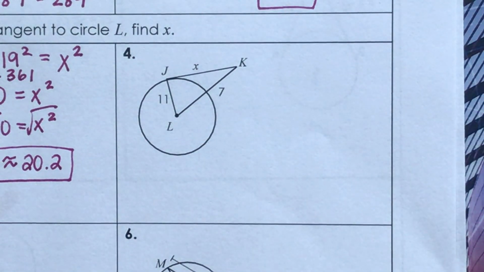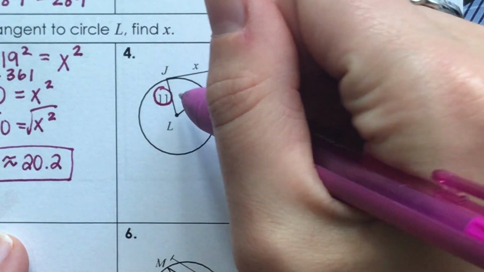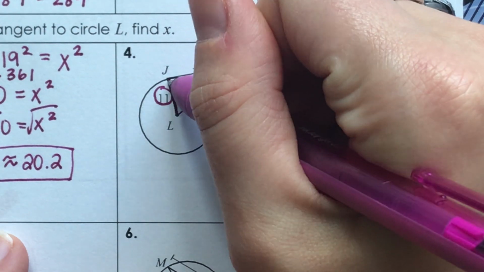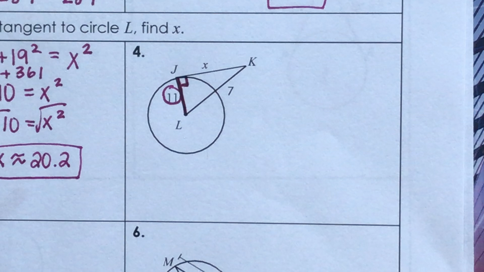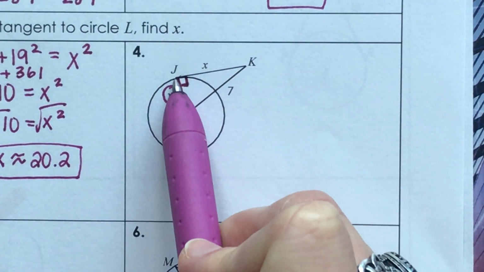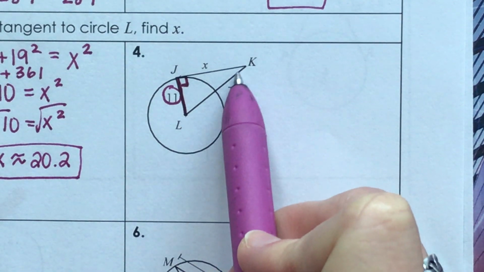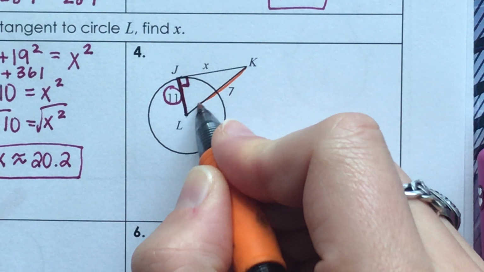All right, number 4. First thing I'm going to do is find the radius. So the radius goes from the center to the edge. So this is my radius, 11, which means this is where my 90 degrees is. Now, I've got one side length is x, one side length is 11, and I need to know this entire side because this whole side is my hypotenuse.